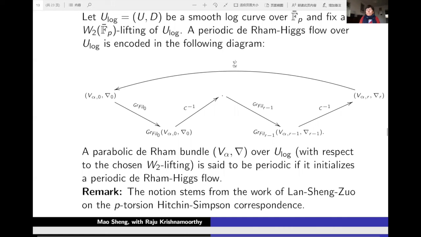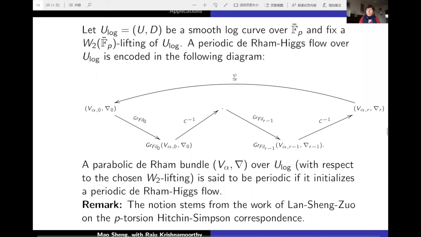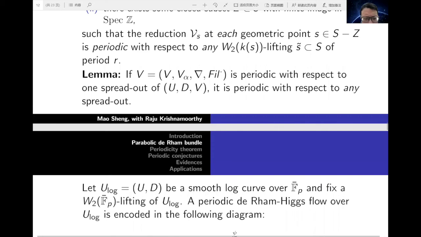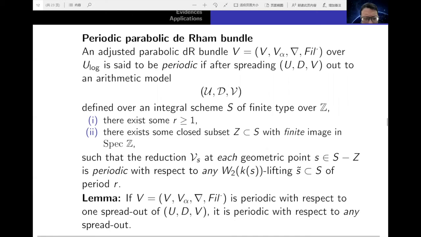So you see this diagram, and I explain this diagram really contains the data for a periodic Dirac Higgs flow. We call a parabolic Dirac bundle over U log periodic if it initializes a periodic Dirac Higgs flow. So you see, I just take this leading term and offer some periodic Higgs flow. That's how I define periodic in characteristic p. These two slides combined together give me the definition of the periodic parabolic Dirac bundle over the field of complex numbers. This is very simple.